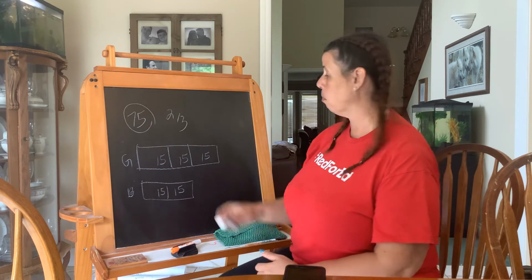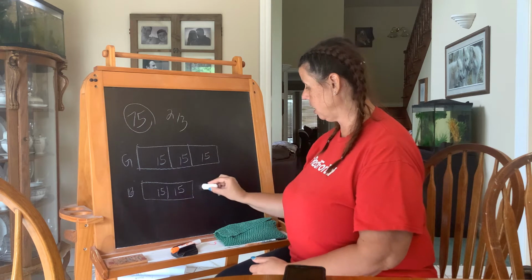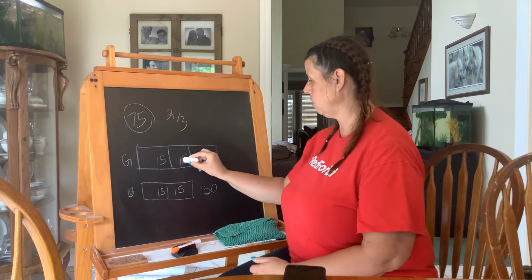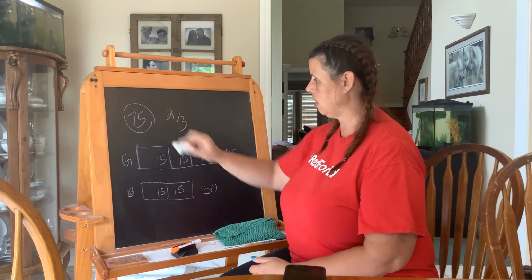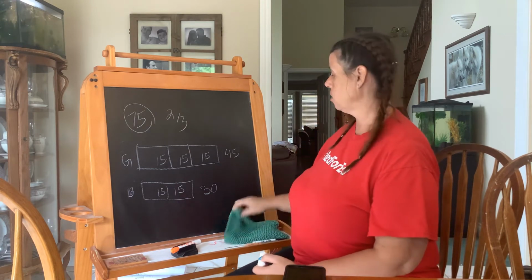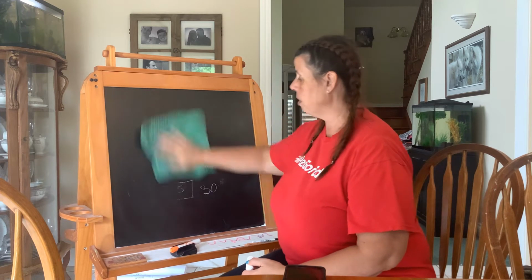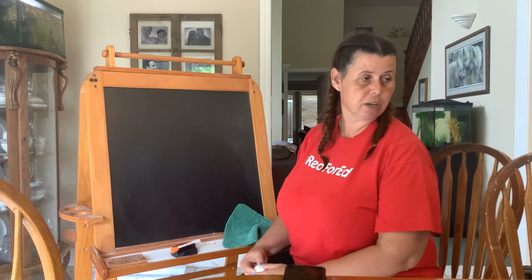So how many boys are there? 15 and 15. There are 30 boys. 15, 15, 15. 45 girls. 30 and 45 is 75. Okay? There's our example. We're going to do one very similar on our own. So find the number of boys by drawing a linear model as in the example above.